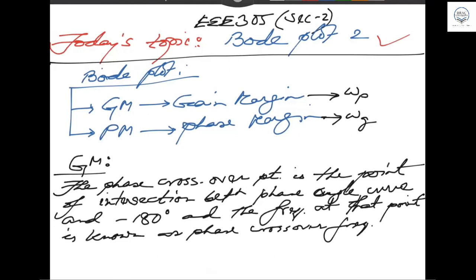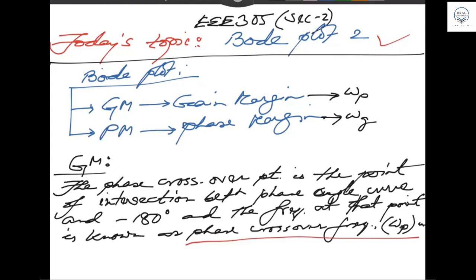Which is defined as omega P. This is your omega P. Okay, so first you have to find the point. First you find the crossover point. At that gap point, what is the frequency? That will be the phase crossover frequency.